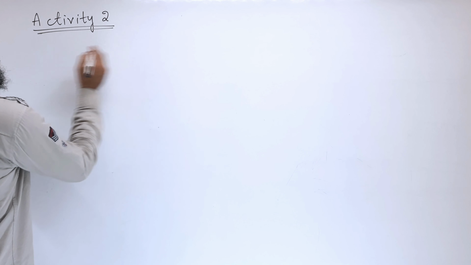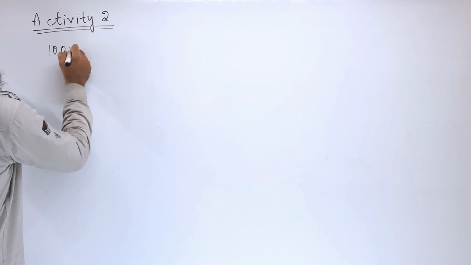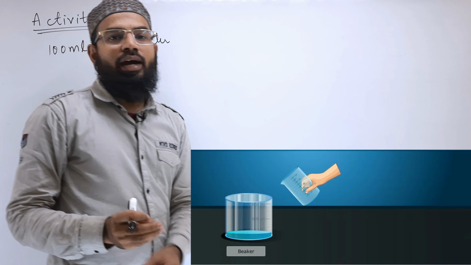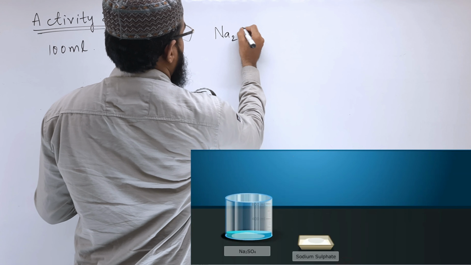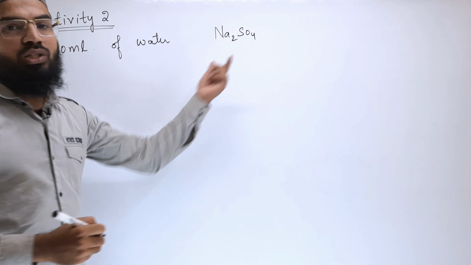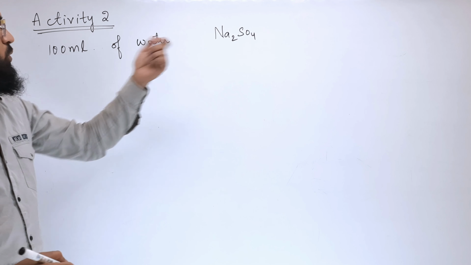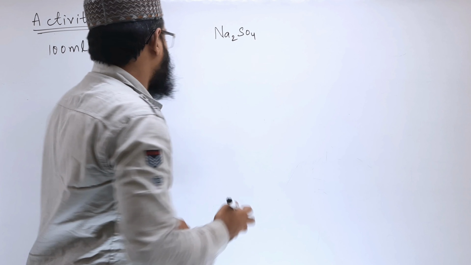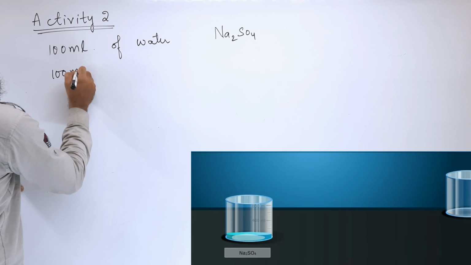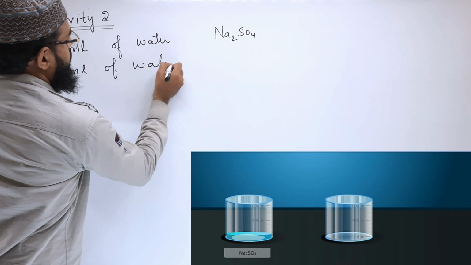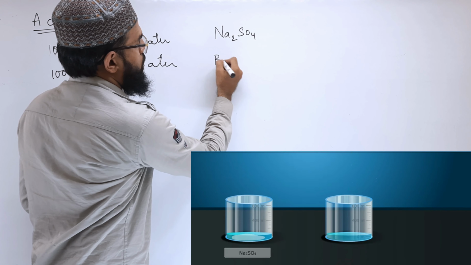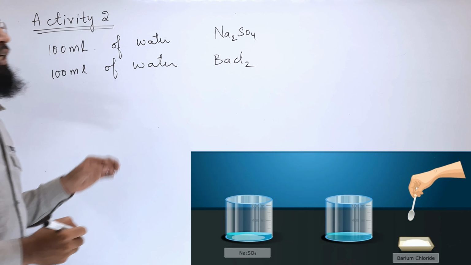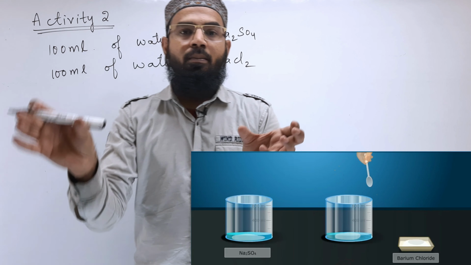For activity 2, we have to take 100 ml of water in a beaker and add a small quantity of sodium sulfate to it. We have to dissolve the sodium sulfate so that it becomes sodium sulfate solution. Next, we take another beaker with 100 ml of water and dissolve a small quantity of barium chloride in it. Then we mix these two solutions.